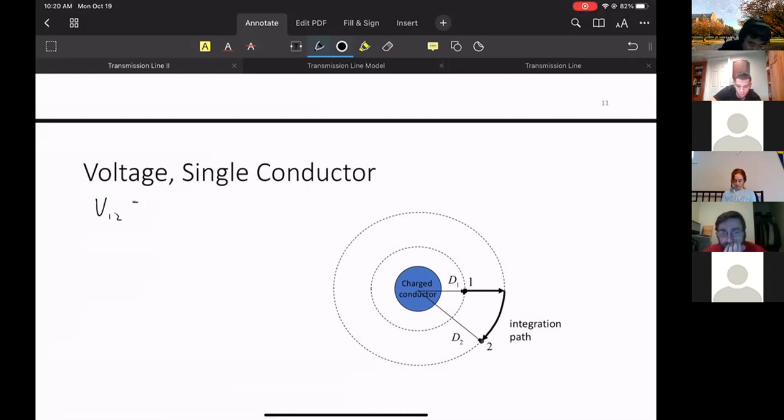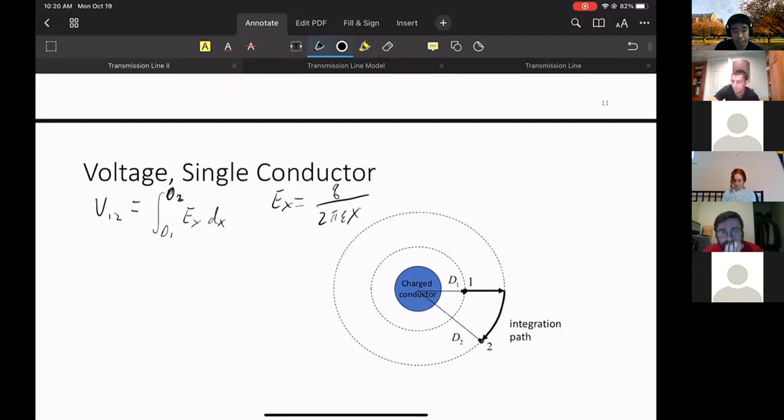So I do an integral. Since the path doesn't matter, only the distance between 1 and 2 matters. So all I have to do is integrate from D1 to D2. Only the distance from the center matters. E(x) dx. And as a reminder, E(x) is Q over 2 pi epsilon x.